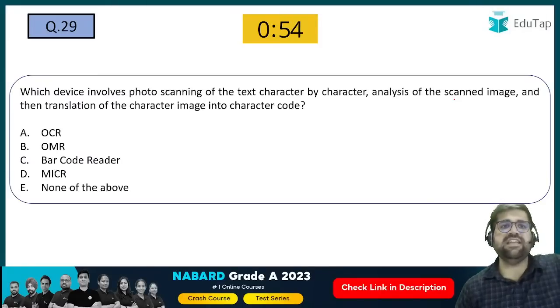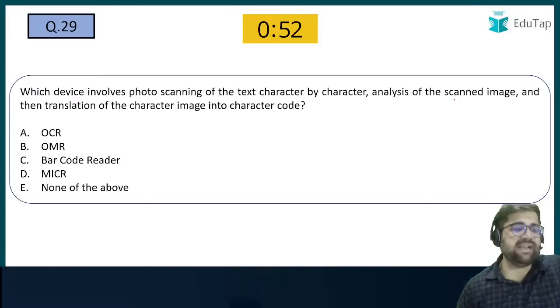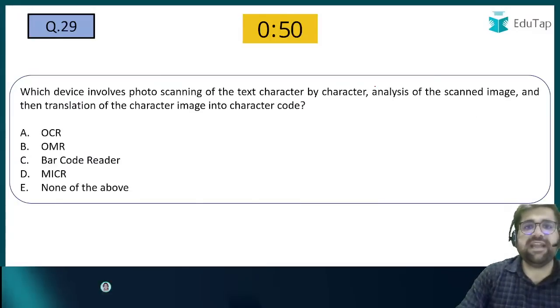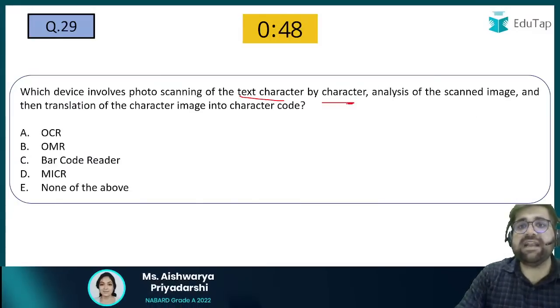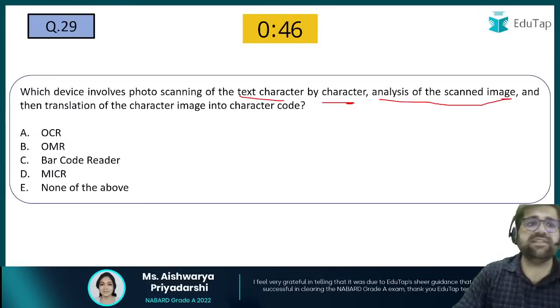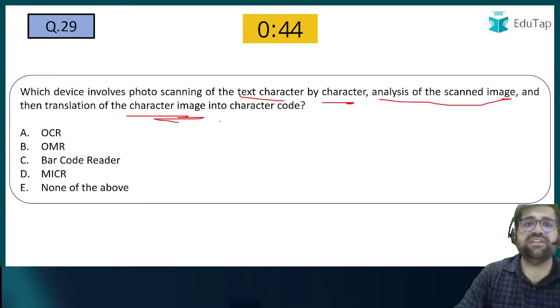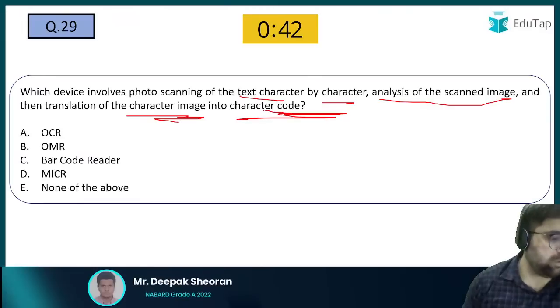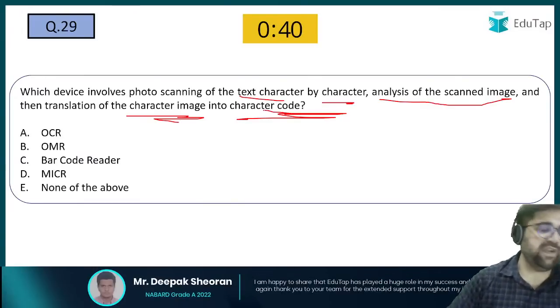Question number 29. Which device involves photo scanning of the text characters? Don't get confused. Here it is written text characters. By characters, analyzing the scanned images and then translating the character images to character code. Chalo, who will give me the right answer for question number 29?